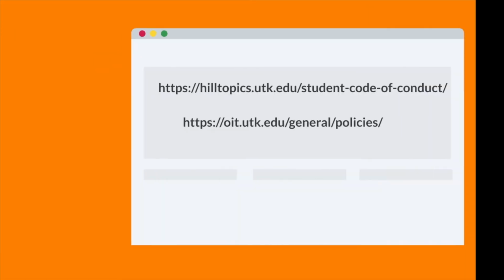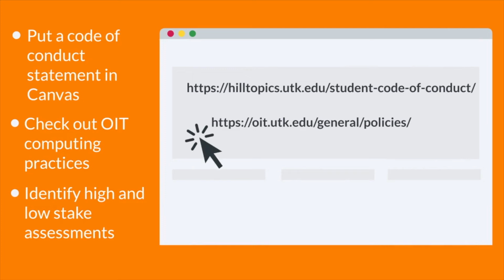There are several ways to promote academic integrity and deter cheating in an online course. It's a good idea to put a statement in your Canvas site about students in online classes having to adhere to the same student code of conduct as students in on-campus courses. Be sure to include links to the student code of conduct and the OIT computing policy.